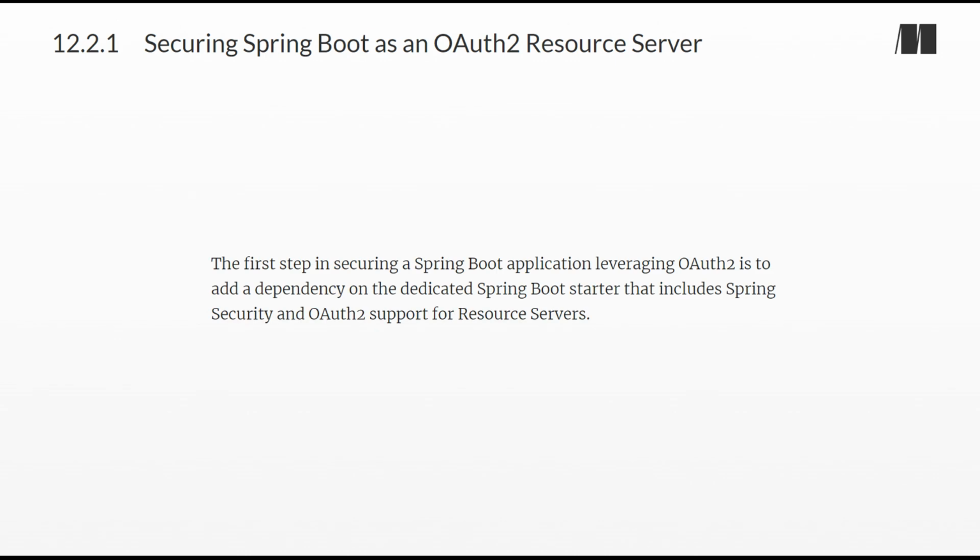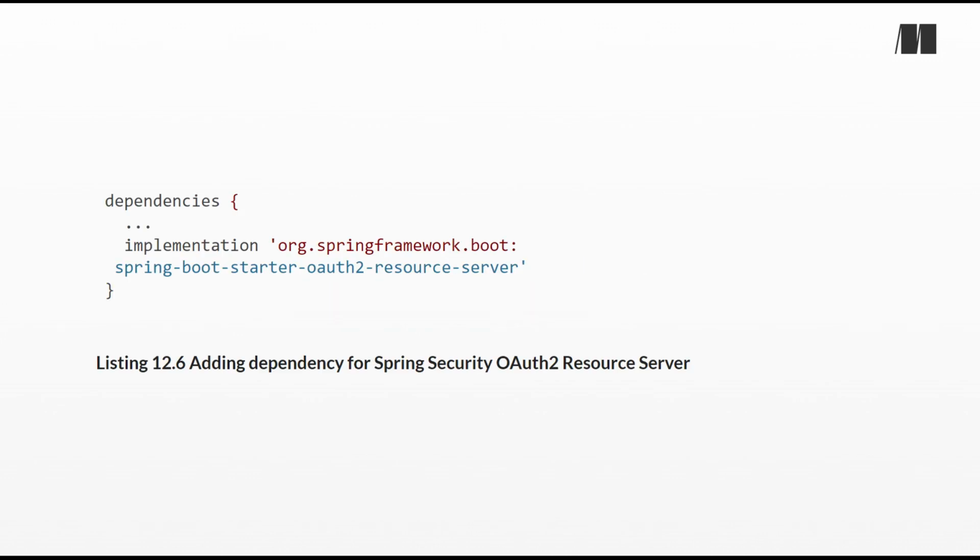The first step in securing a Spring Boot application leveraging OAuth2 is to add a dependency on the dedicated Spring Boot starter that includes Spring Security and OAuth2 support for resource servers. In the Catalog Service project, open the build.gradle file and add the new dependency. Remember to refresh or re-import the Gradle dependencies after the new addition. Listing 12.6, Adding dependency for Spring Security OAuth2 resource server.